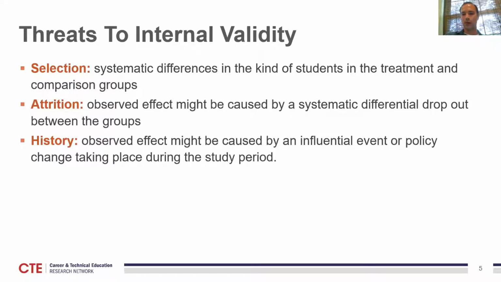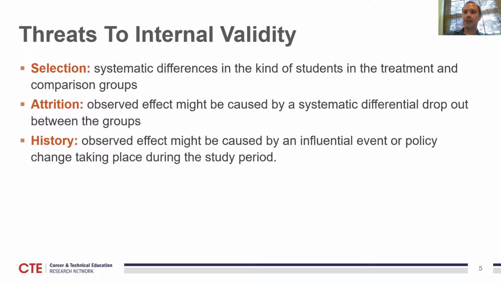Attrition is a threat when an observed effect might be caused by a systematic differential dropout between the treatment and the control groups. So if students who are struggling drop out of the comparison group at a higher rate than the treatment group, then the comparisons of outcomes between treatment and comparison groups will be biased, even if the two groups were similar at the start of the study.